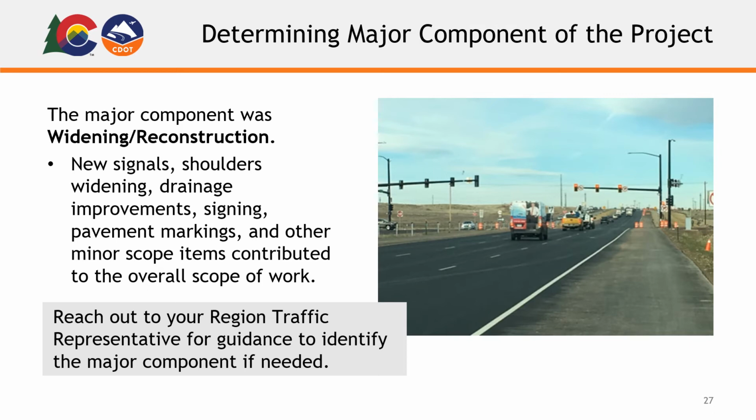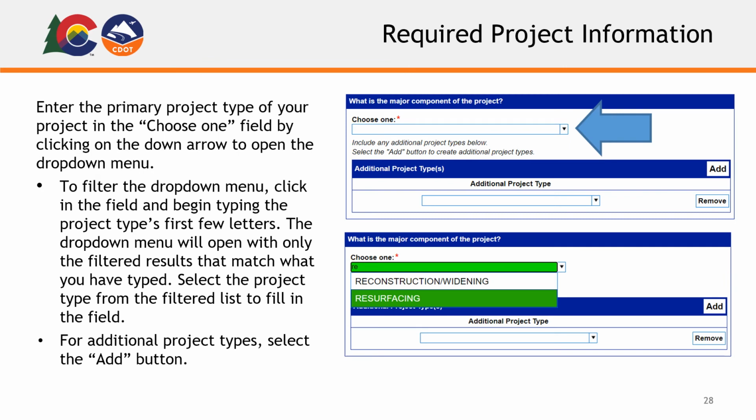The major component can be slightly complicated to determine, so do not hesitate to reach out to your region traffic representative if needed. Enter the primary project type of your project in the Choose One field by clicking on the down arrow to open the drop-down menu. To filter the drop-down menu, click in the field and begin typing the project type's first few letters. The drop-down menu will open with only the filtered results that match what you have typed. Select the project type from the filtered list to fill in the field. For additional project types, select the Add button.